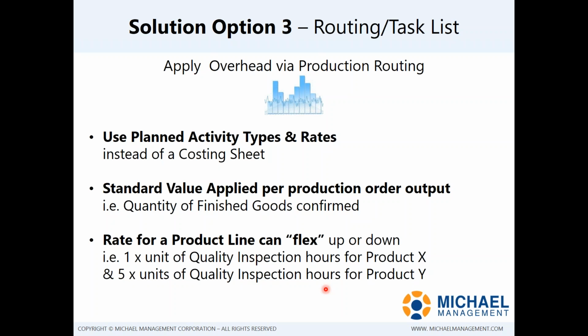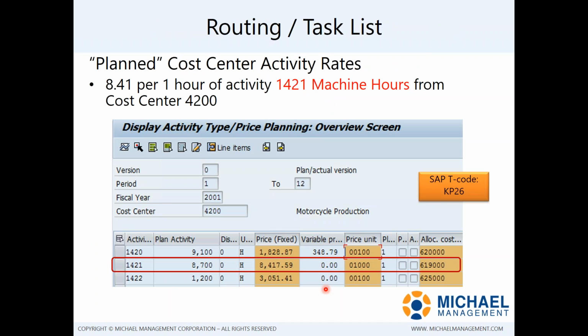So let's have a look in SAP itself at what that looks like. The first part, in order to get the overhead applied, is to calculate your planned cost center activity rates. This is the standard SAP planning screen, KP26, which you may already be using. In this example, there was a price of $8,000 per 1,000 units of machine activity, so $841 per hour of activity planned on this cost center 4200.